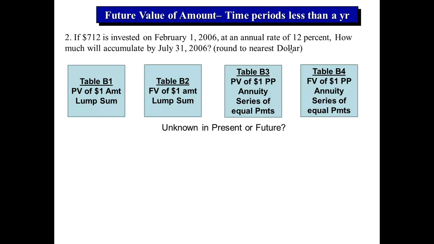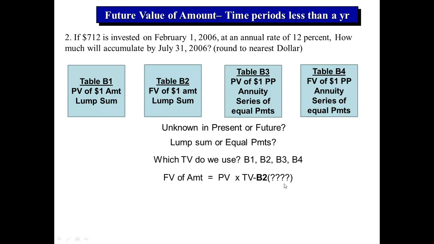Is the unknown in the present or the future? The unknown's in the future, 6 months out. Is it a lump sum, or a series of equal payments? It's a lump sum because we only put in one amount. We're not putting in a series of equal payments, just one amount. So we're going to use table B2 again, the future value of an amount table.